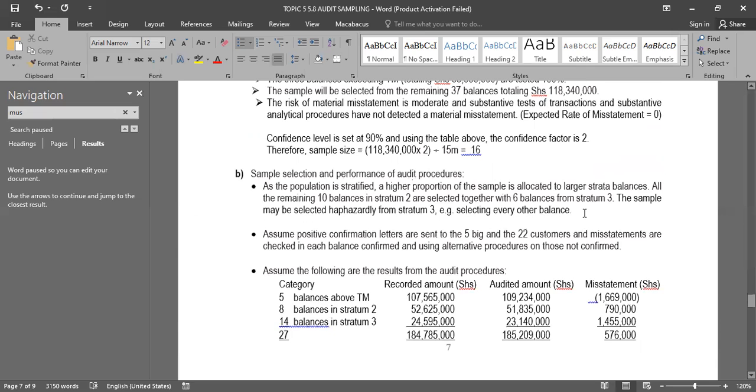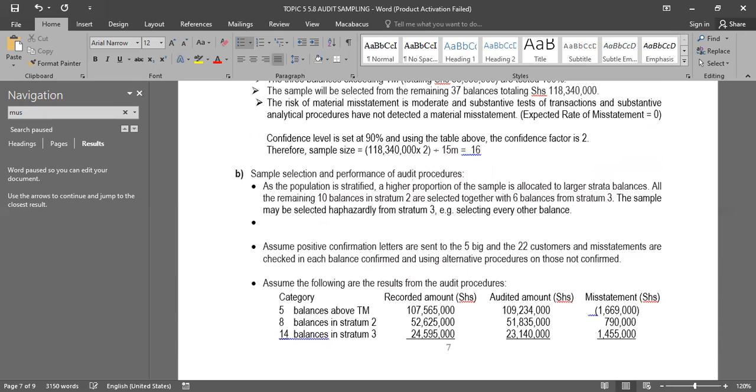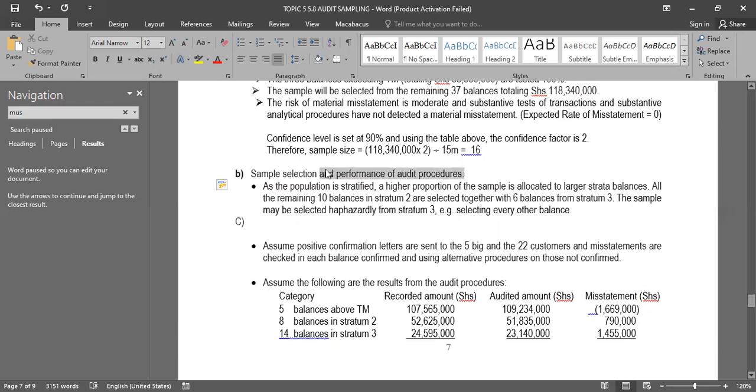Yeah. So after coming up with your sample and selecting the items, we now go to performing the audit procedures. Let's see. Performing audit procedures on the items. Let me remove this one from this side.